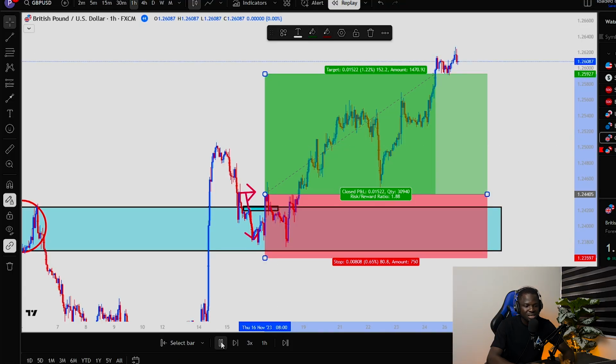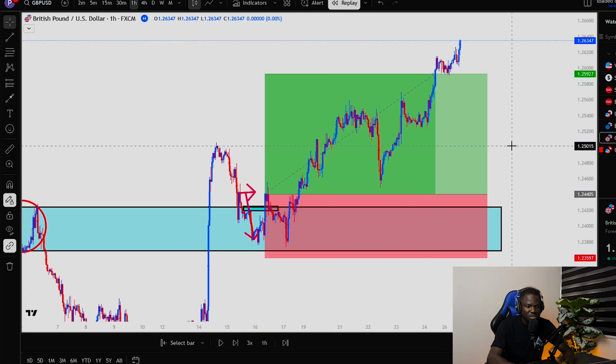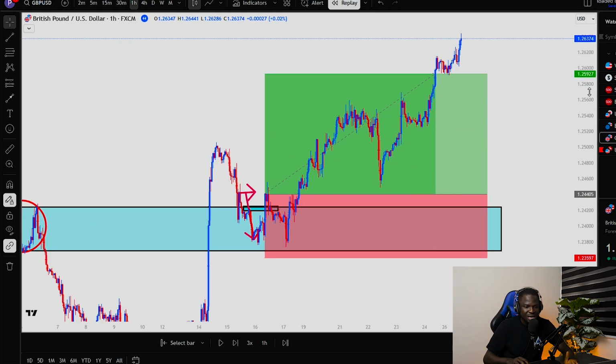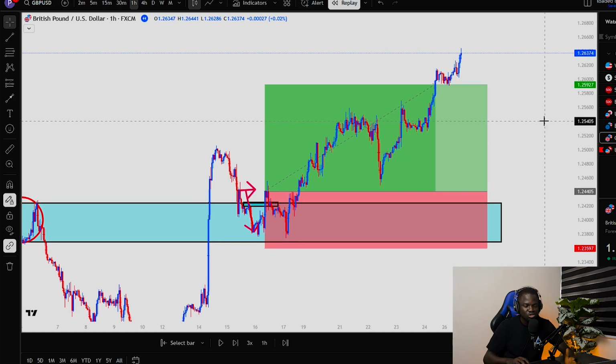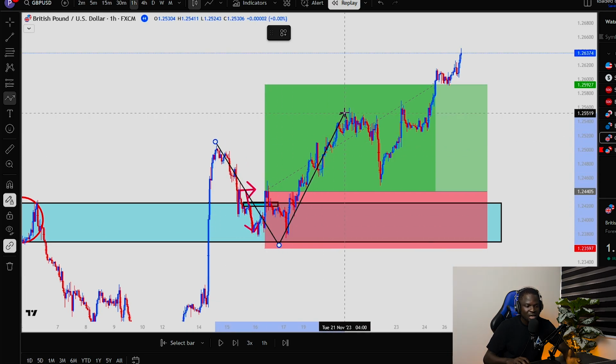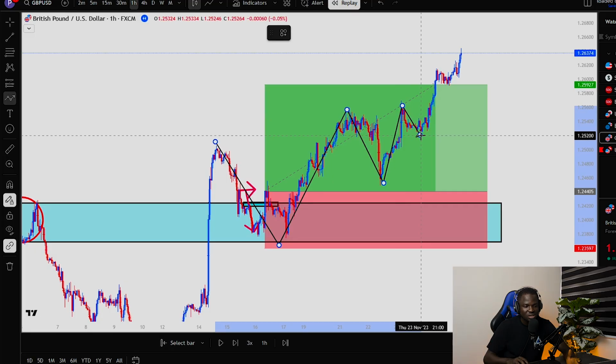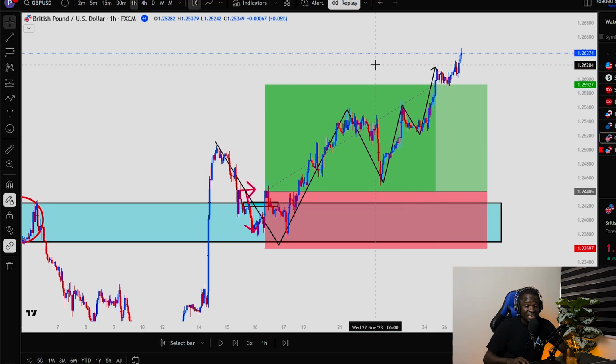Finally, price action smashed our TP level, and if you look at the overall swing structure on the 1 hour time frame, price action created this swing higher high, swing higher low, swing higher high, swing higher low, swing higher high, swing higher low, then higher high. So we are still in a bullish market condition.